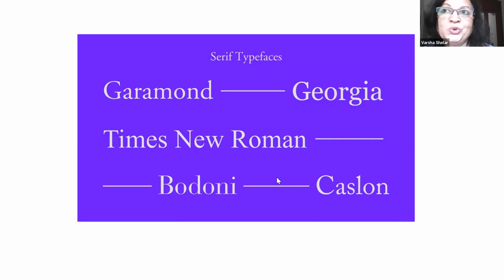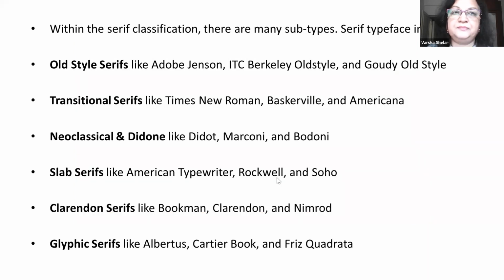You may not consciously be aware of it now, but as you go along and complete your course and join the industry, you will become more sensitized towards it. So let's look at what the different types are. Among serifs also there are different classifications. There's old style serif, like I have mentioned some of the names here.